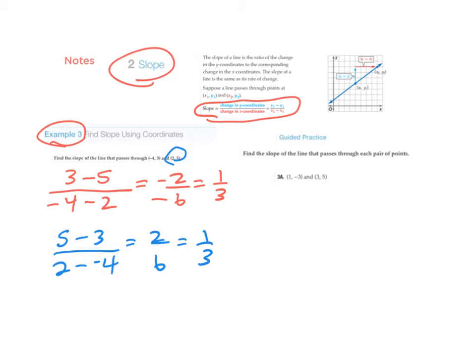So our second example, we want to find the slope of a line that passes through each pair of points. So the slope is, I'm going to take my first y and subtract my second y, and my first x and subtract my second x. And if you do this in your calculator, you'll get positive 4, I believe, and that's the slope.